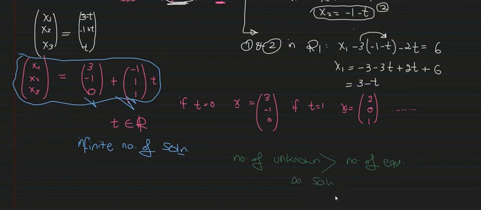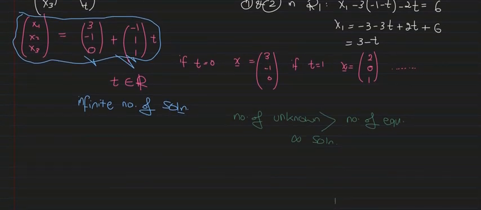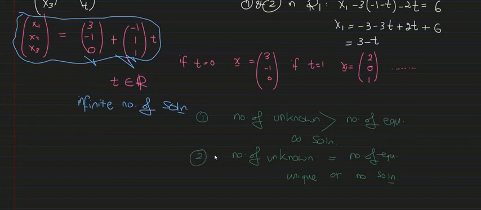Okay, and if the number of unknowns, this is, of course, we can observe it, and it's a theorem as well. If the number of unknowns is equal to the number of equations, we will have either a unique solution or no solution. We will have a unique solution or no solution. So these are the two cases that we will sum up at the end.